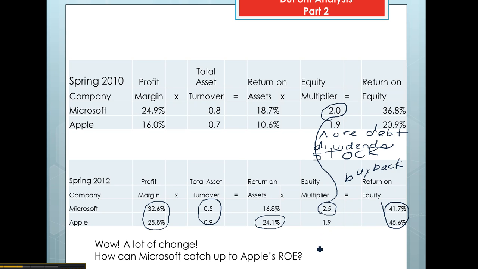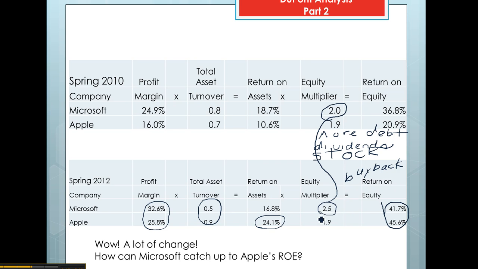Now, how can Microsoft catch up to Apple's return on equity? Management could look at any of these components. Profit margin, increasing the profit margin. Profit margin is net income over revenue. Increase the total asset turnover. If they increase the total asset turnover to 5.7, that would give them a return on equity of about 46%. So that would do it. That would mean even keeping the same revenue, but reducing total assets.